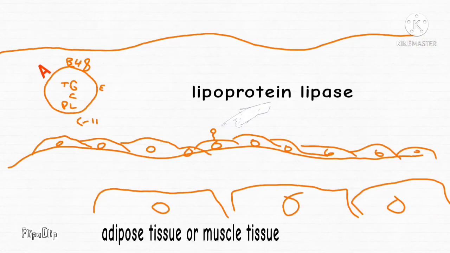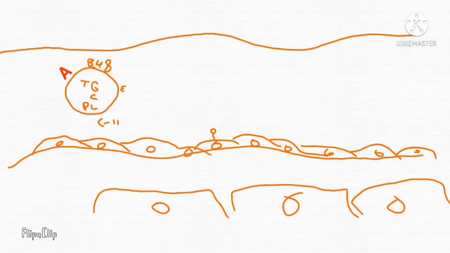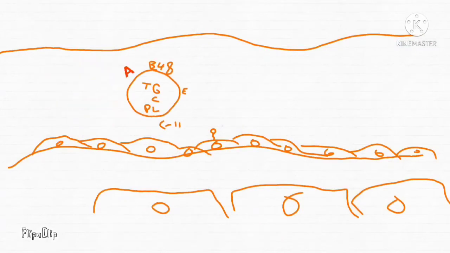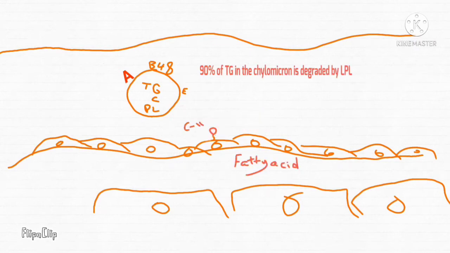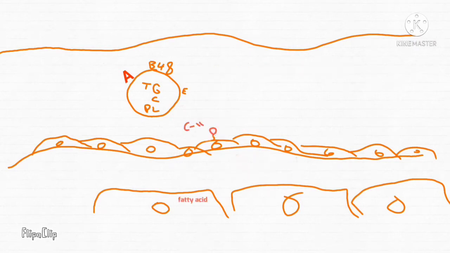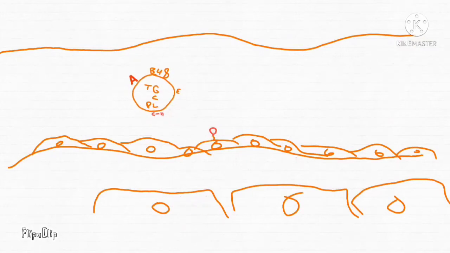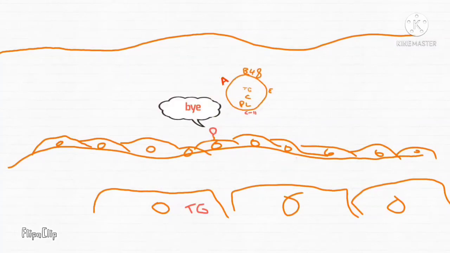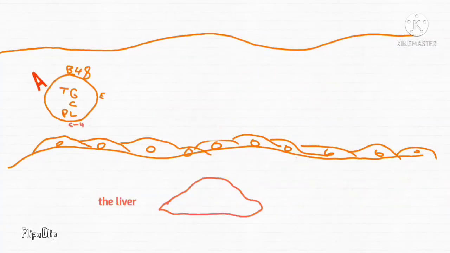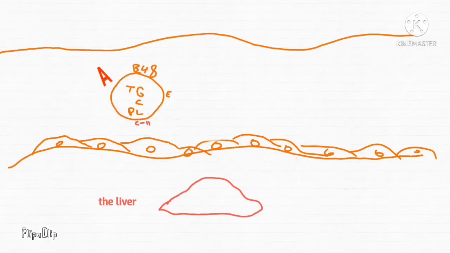At first, C2 apoprotein activates lipoprotein lipase, an enzyme exposed on the endothelial surface of peripheral tissue. This enzyme breaks down triglyceride from chylomicron, turning it into fatty acid and glycerol. Fatty acid is taken up by these cells and either used for energy or stored as triglyceride. And the chylomicron now is getting smaller and more dense as it loses lipids. Now this particle is called chylomicron remnant.